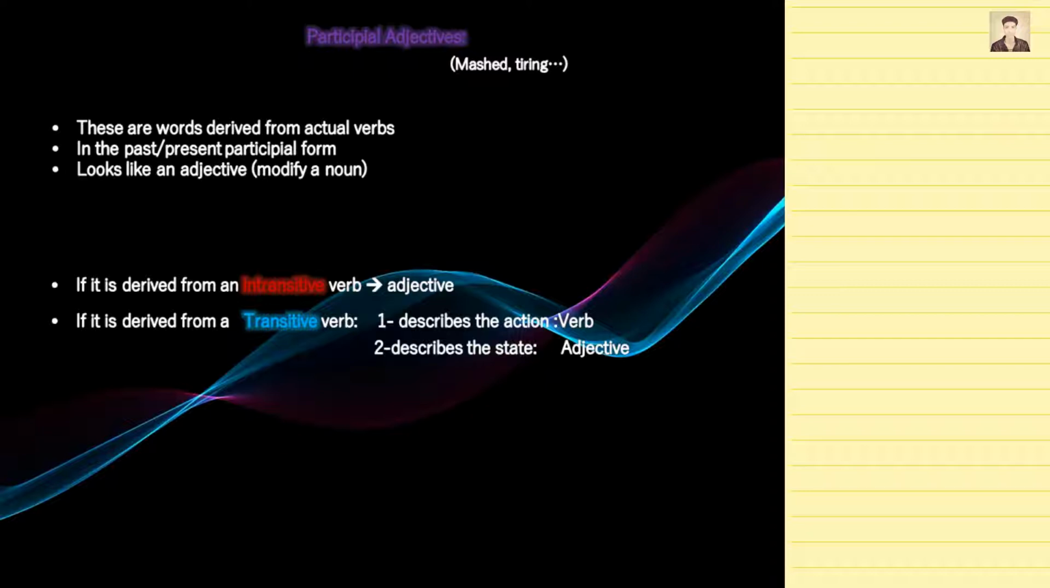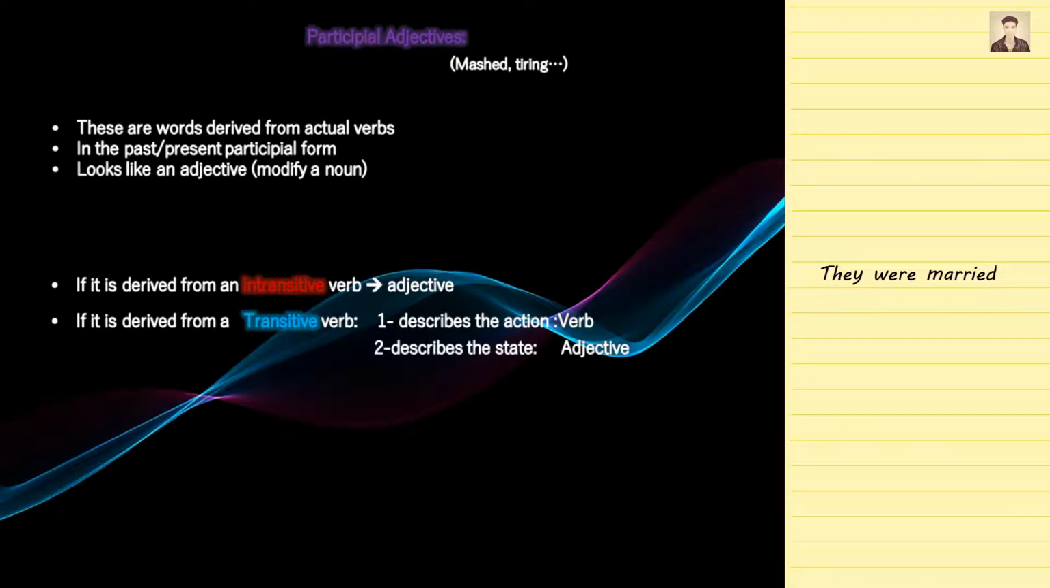First, if it is derived from an intransitive verb, well, it is an adjective for sure. If it is derived from a transitive verb, you have to know if it describes an action, then it is a verb. If it describes a state, well, it is an adjective. Like the example we have beside: John is tired. Tired comes from a transitive verb, so we have to ask ourselves, does it describe the action or the state? Well, it describes the state, so it is an adjective for sure.